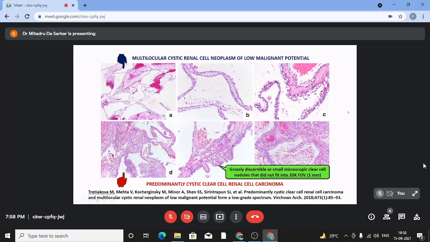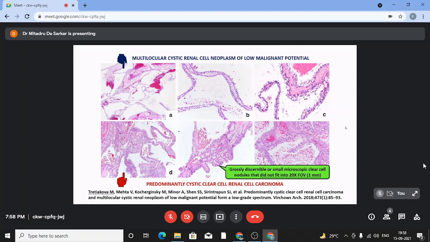article, inclusion criteria were two. Firstly, you could include the grossly discernible nodules, but also those microscopic nodules which did not fit into a 20x field of view. So this is not a standard field of view in our usual microscopes, but I guess more than one low power field is not that big a size.